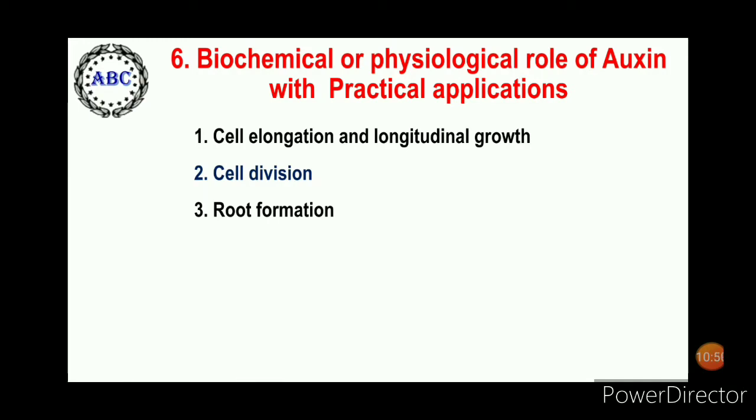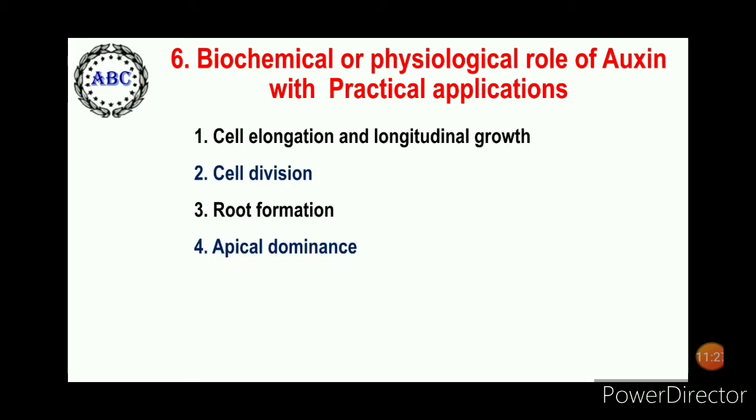In case of many economically important and horticultural plants, auxins like IBA, that is indole butyric acid, 2,4-D, 2,4-dichlorophenoxyacetic acid, and IAA, that is indole 3-acetic acid, are now commercially used for initiating roots in stem cuttings in many horticultural plants like grapes, roses, etc.